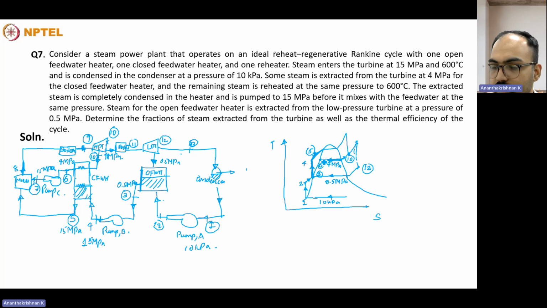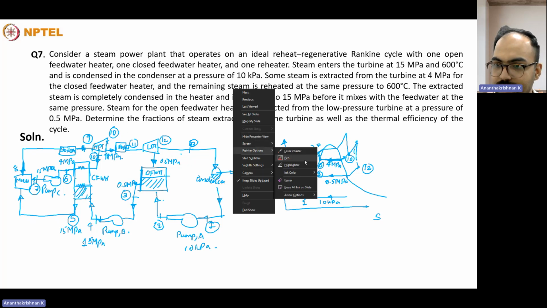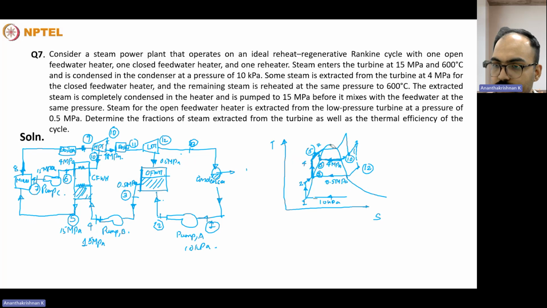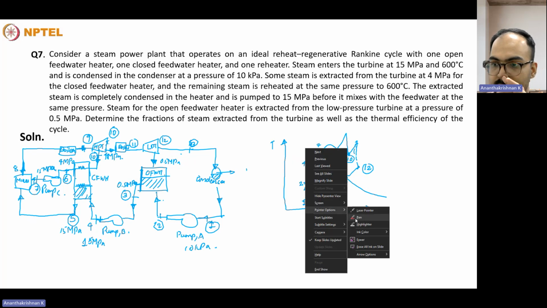So basically, from 4 megapascal, it will be pumped to the same pressure. That particular point will be point 7, and then there will be a mixer where points 5 and 7 will mix together to give point 8. That can be slightly confusing, so I'll use a different pen color to show where exactly that point would be coming in.